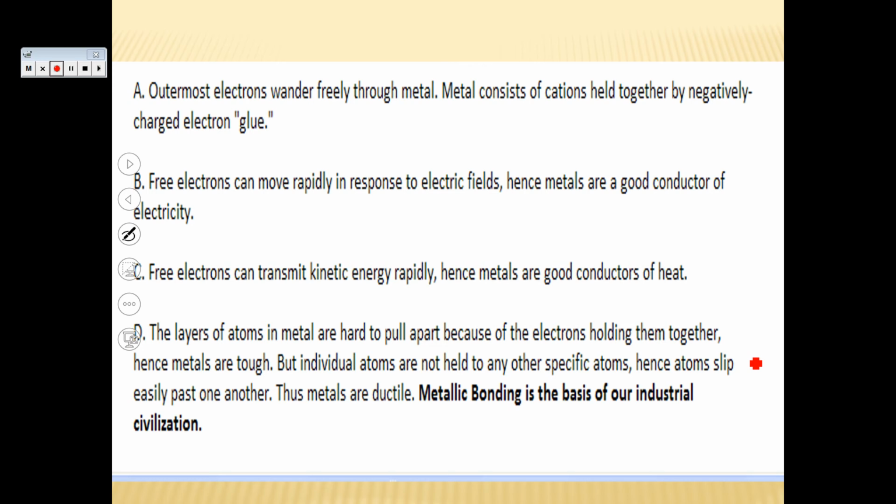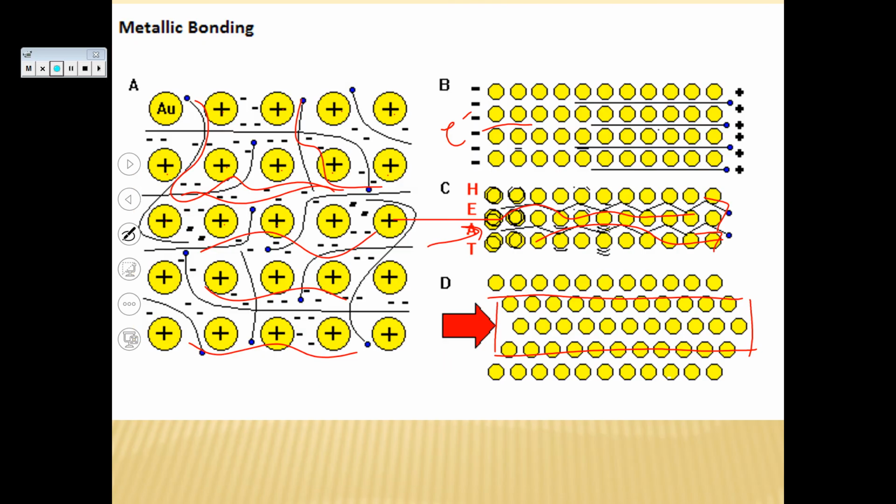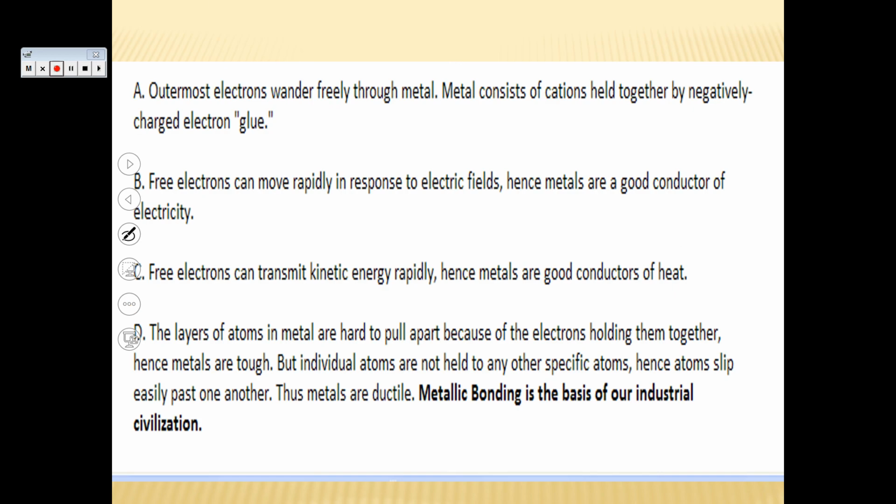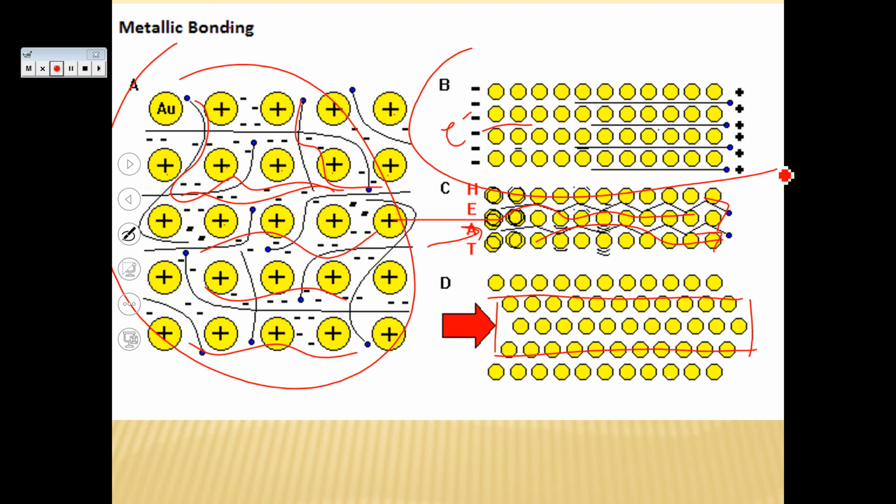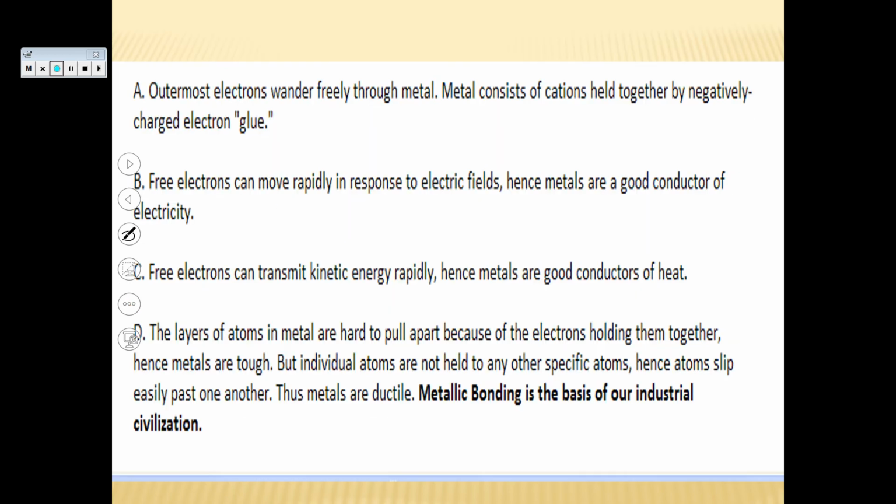So these points talk about those previous pictures. In A, the outermost electrons wander freely through the metal. The metal consists of cations held together by negatively charged electron glue. So that's referring to picture A. Picture B shows free electrons can move rapidly in response to electric fields, hence metals are good conductors of electricity. So this one shows you why metals are good conductors of electricity.